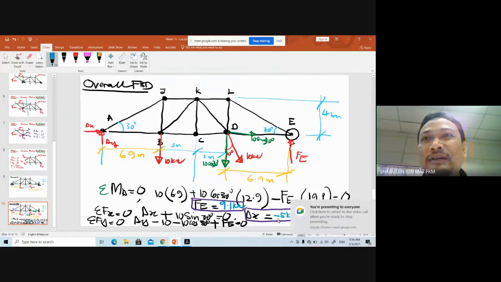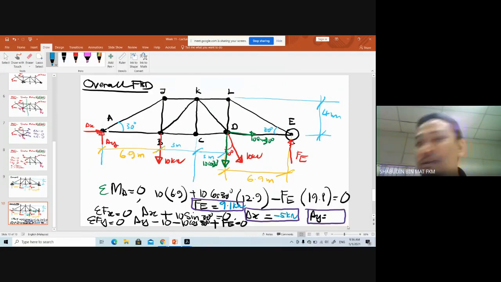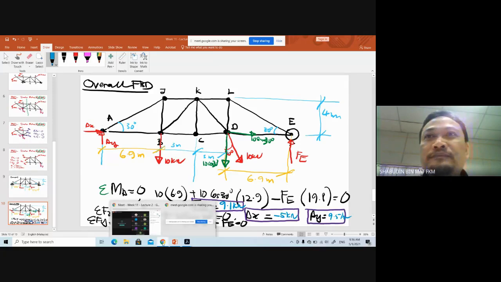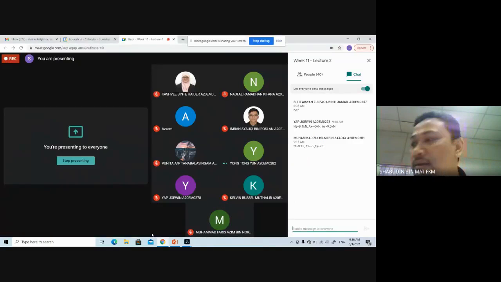Okay, so do that for me. AY is what? AY is 9.5 kilonewton. Can all of you try to do that? Make sure you get the same answer. FE 9.1. Okay, from what? From Zulhelmi. FE 9.13. AX negative 5. AY 9. I think true.